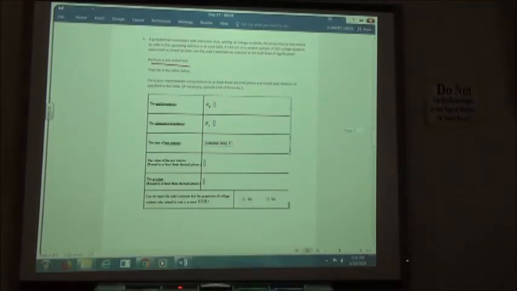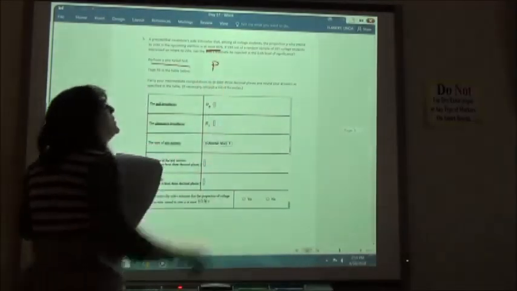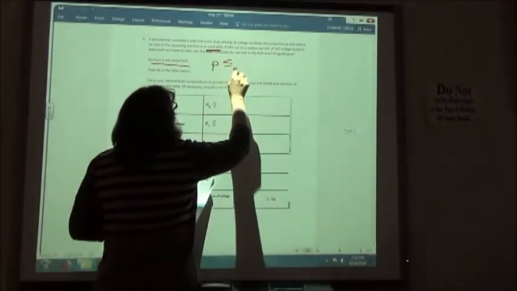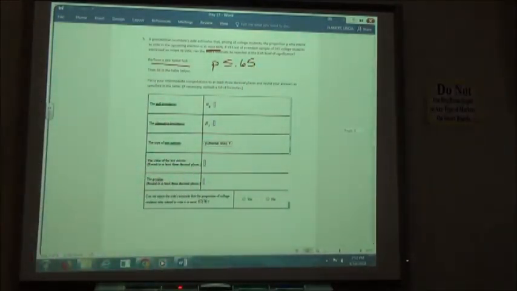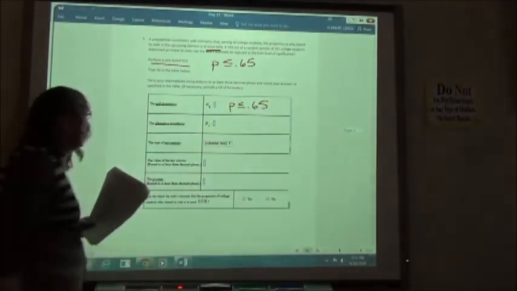What inequality symbol would be the at most? At most is which symbol? If this is the most, it would have to be less than or equal to. So my question is: is P less than or equal to 65%? Since that has the equal to, that's my null hypothesis.